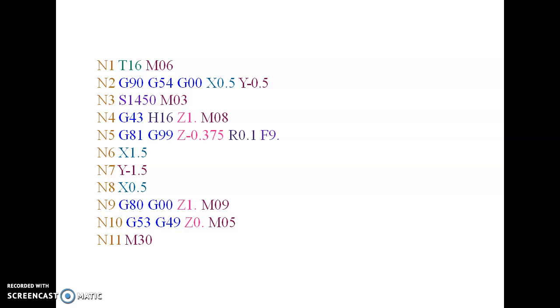And N10 G53 G49 Z0 M05, that takes place in the machine coordinate system, that is G53, taking into account the drill in the 0 position. And G49 is the tool length compensation cancelled, and M05 is the cutter rotation stopped or spindle stopped. And N11 M30 program end and rewind.